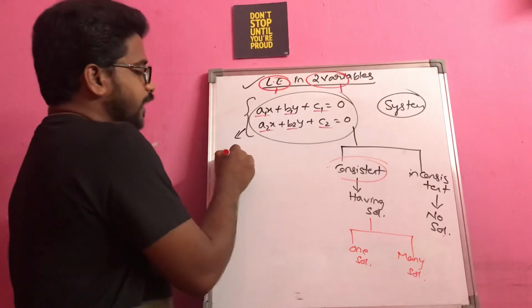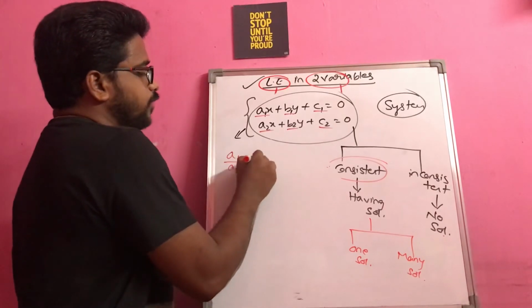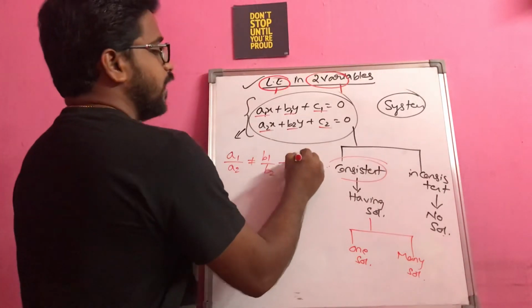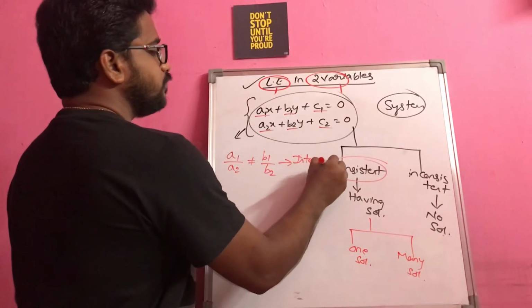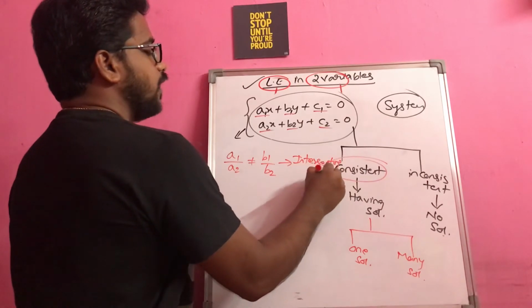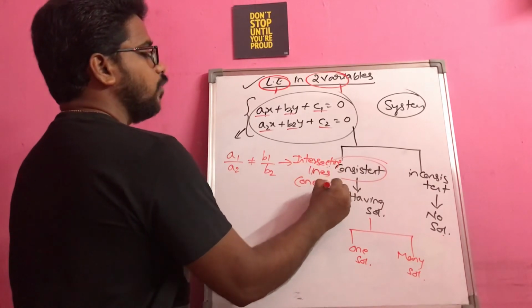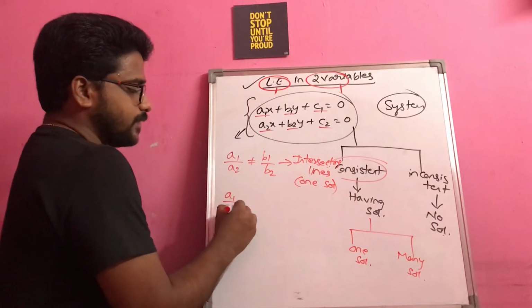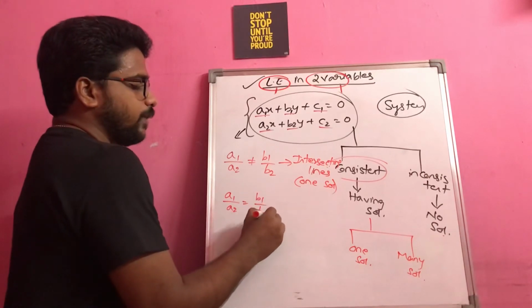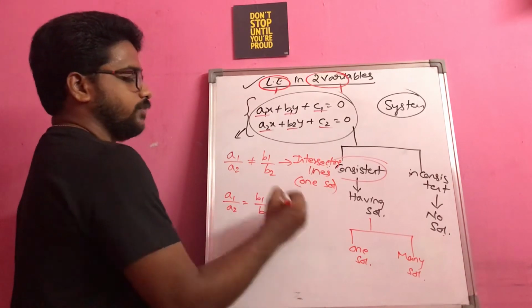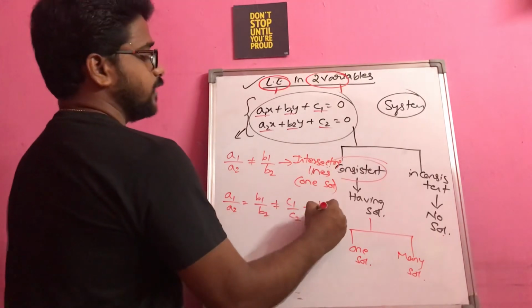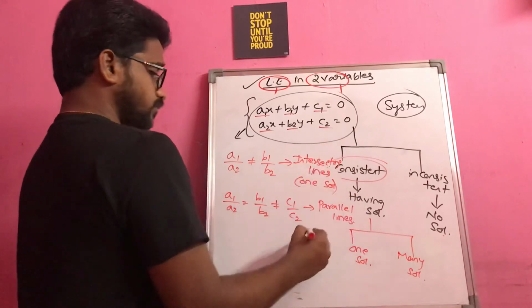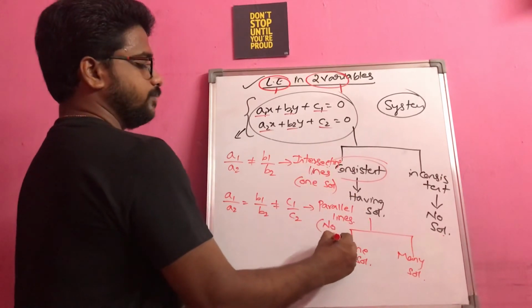So if you have the case where the ratio a1 by a2 is not equal to b1 by b2, then they are called intersecting lines, which result in only one solution, right? If a1 by a2 is equal to b1 by b2 but not equal to c1 by c2, in this case these are called parallel lines and there is no solution at all.